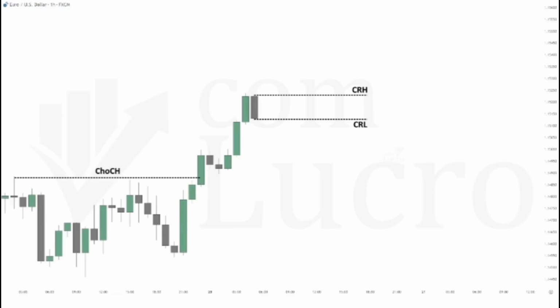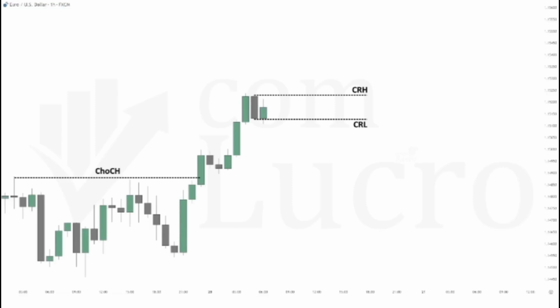Now we wait. The ideal scenario is for price to break below the CRL before closing back inside the candle's range. If the next candle closes completely below the CRL, the setup becomes invalid and we simply move on. Looking at the next candle, we can see that price briefly swept below the CRL with its wick before closing back inside the range. That confirms a valid liquidity sweep. With the sweep confirmed, we now anticipate bullish continuation. The next question becomes, where do we enter?